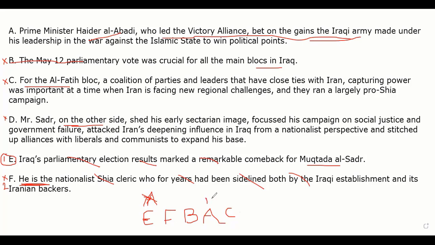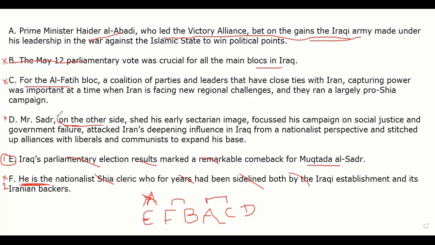Guys, this has to be in this order. You cannot separate F and B. They have to be together. A and C have to be together. Because Prime Minister, this is the winning point, and then say, for the Al-Fath block, coalition party leaders have ties with Iran. So there is a logical connection between F and B and then A and C. And last what? It will be D, the other side, because now it's concluding in a totally opposite way, right?